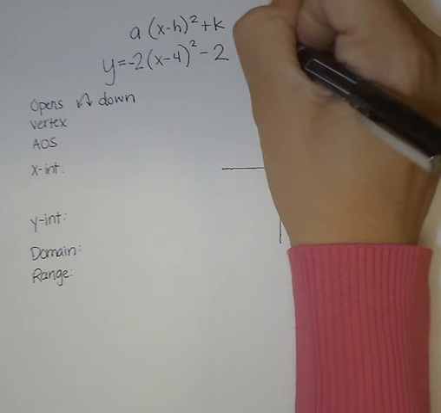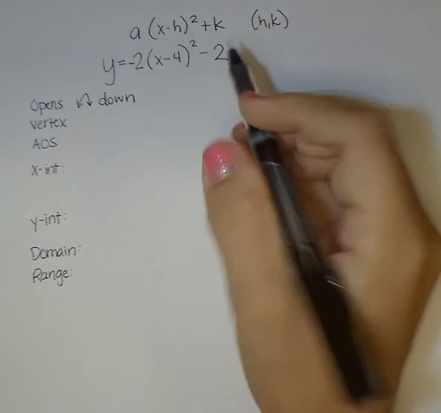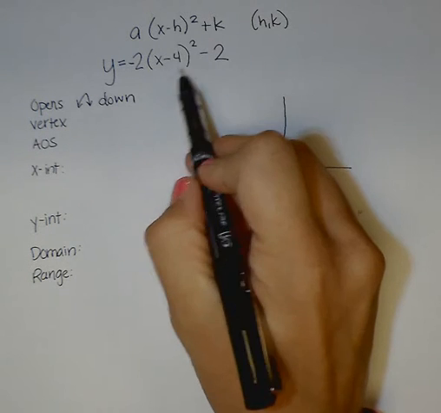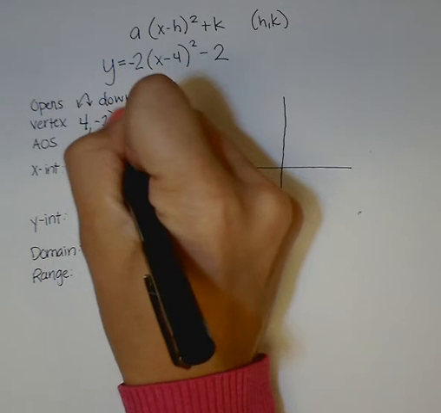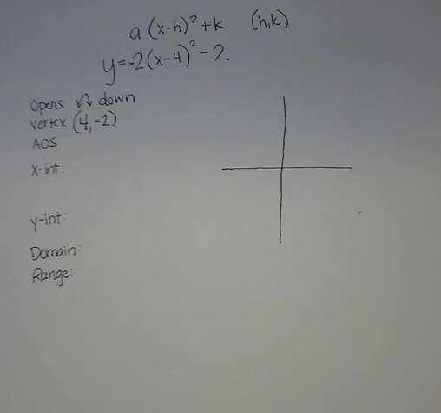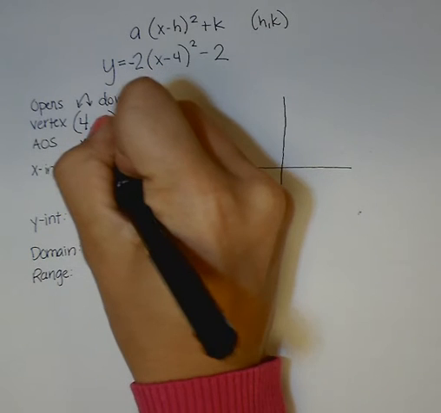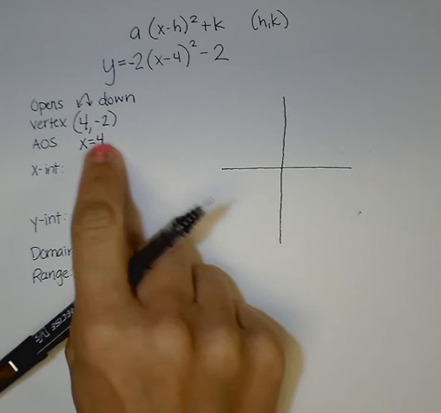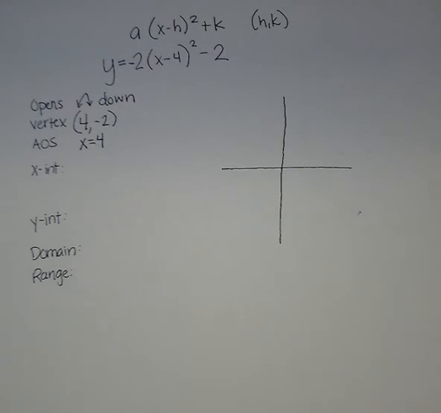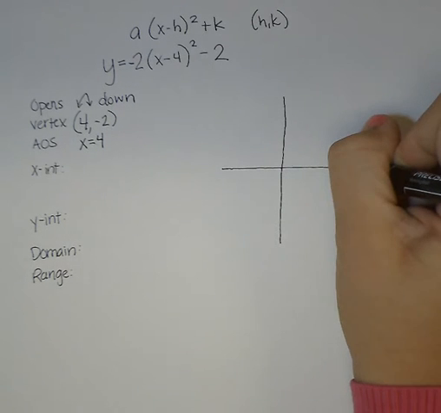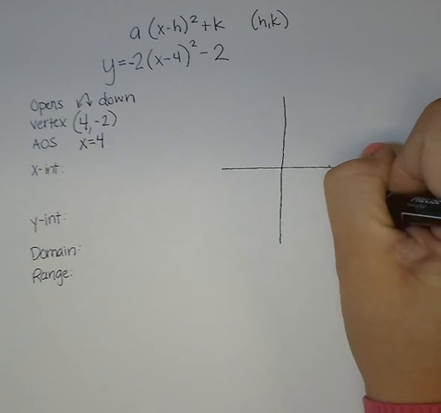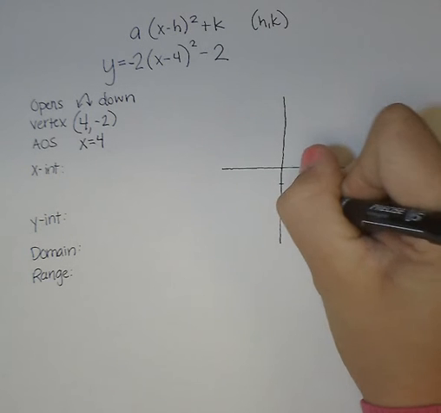The vertex is located at (h, k), so since this is negative h, -4 becomes a +4 in the vertex, and a k value of -2. The axis of symmetry is at x equals 4, just the x value from my vertex. Now, if we think about this, I'm going to have 1, 2, 3, 4, and -2 as my vertex.